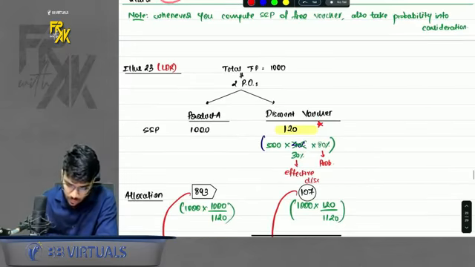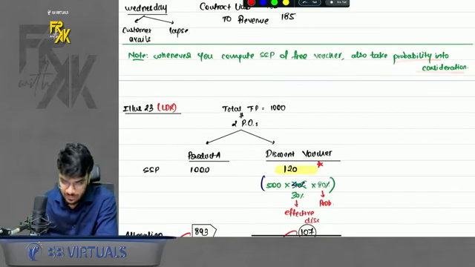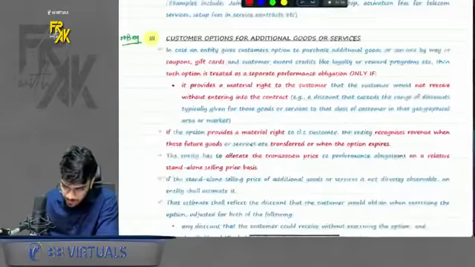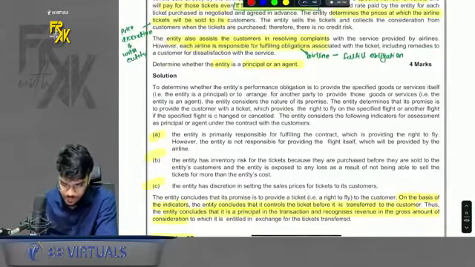Also, one more thing: whenever there is a probability given in the question, take that also into consideration. To understand this better, we had one example, illustration number 23. Please have a look at illustration number 23 here.